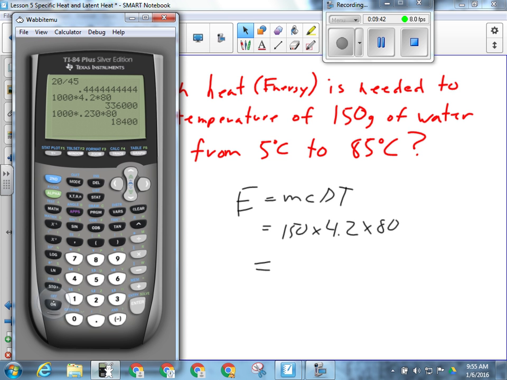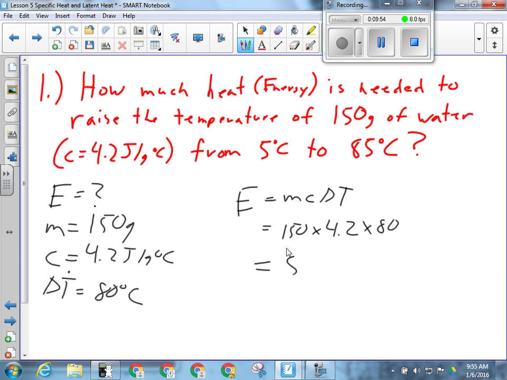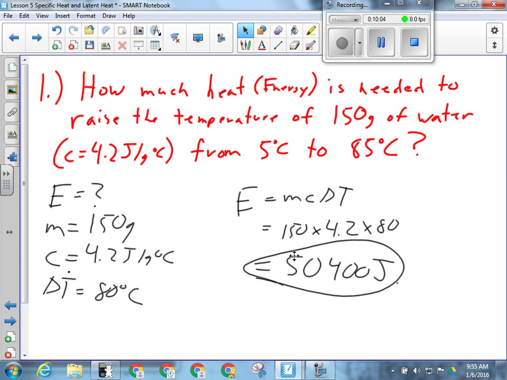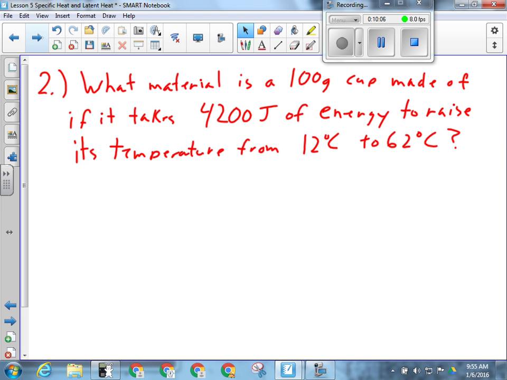Right, so 150 times 4.2 times 80 degrees is 50,400 joules. All right, pretty straightforward. Okay. Write that one down and give it a try.